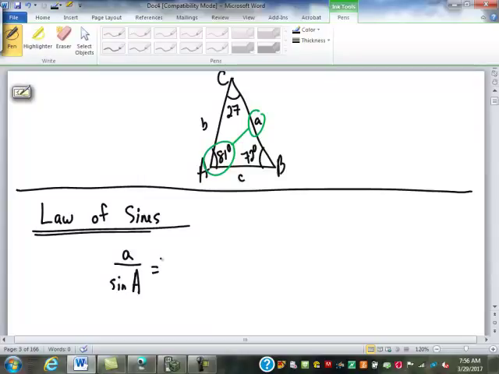Within a triangle, and this is only within the same triangle, you can't go from one triangle to the next. It doesn't transfer like that. But within a triangle, the ratio of the length of side A to the sine of angle A is a constant. So little a over the sine of capital A is equal to little b over the sine of capital B, which is equal to the length of little c over the sine of capital C.